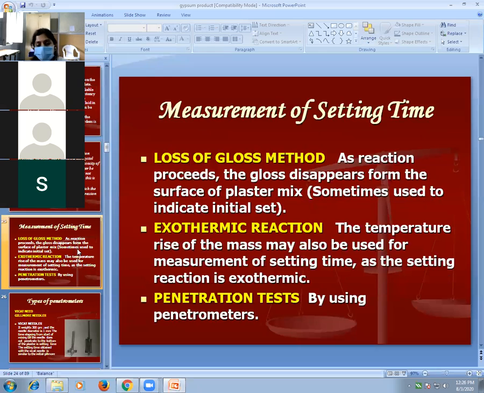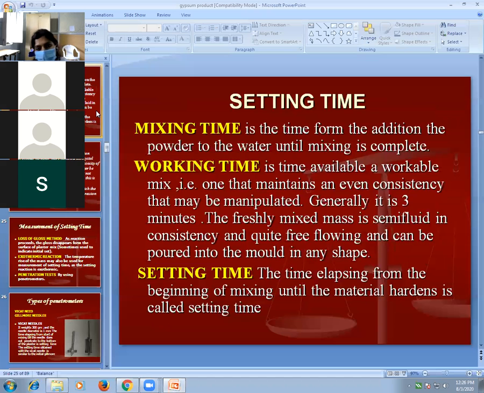So, measurement of setting time again. What we have seen in setting time is of two types, that is initial setting time and final setting time. And what is setting time? It is mixing time plus working time. Setting time is again of two types: initial and final setting time. So how do we measure that setting time?